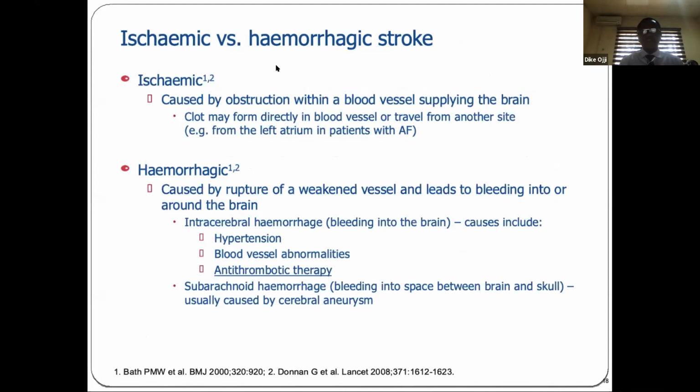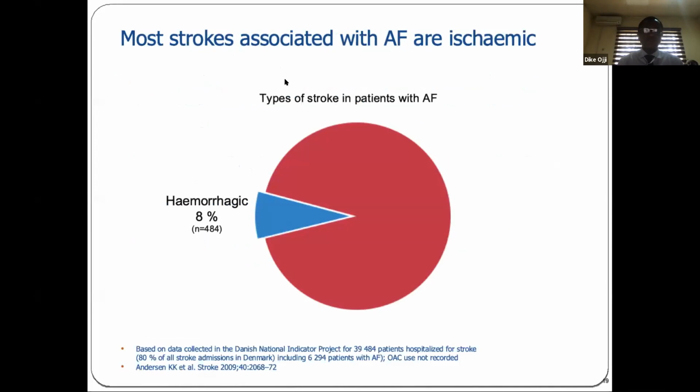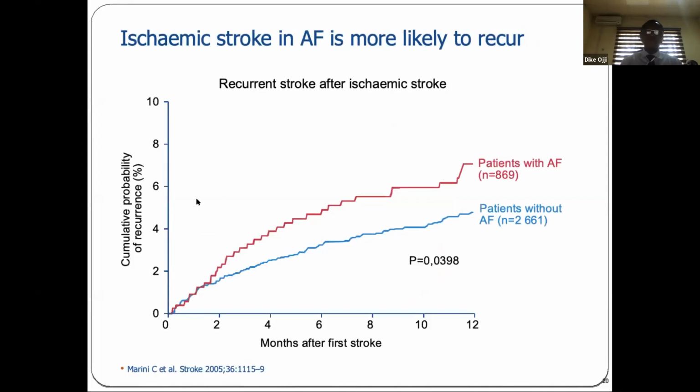Of course, the pathophysiology of the stroke is quite obvious because of clot formation in the left atrium, in the left atrial appendage, and that is transported to the cerebral vessels. So it is said that most strokes associated with AF are ischemic, as we have seen, up to 92% of them, you can see from this study, are ischemic compared to just 8% hemorrhagic. And I said this earlier, that ischemic stroke is more likely to recur.